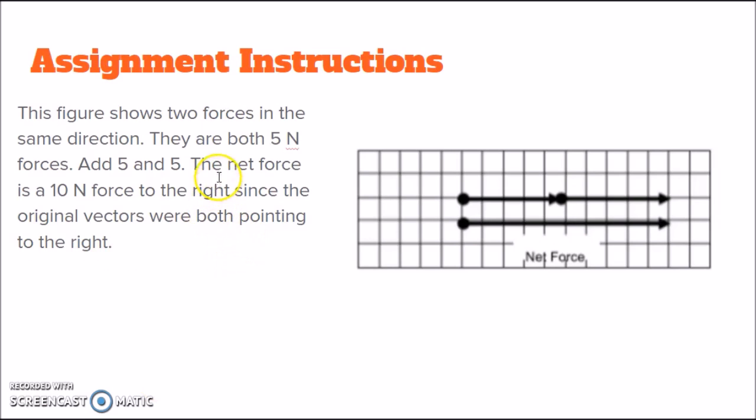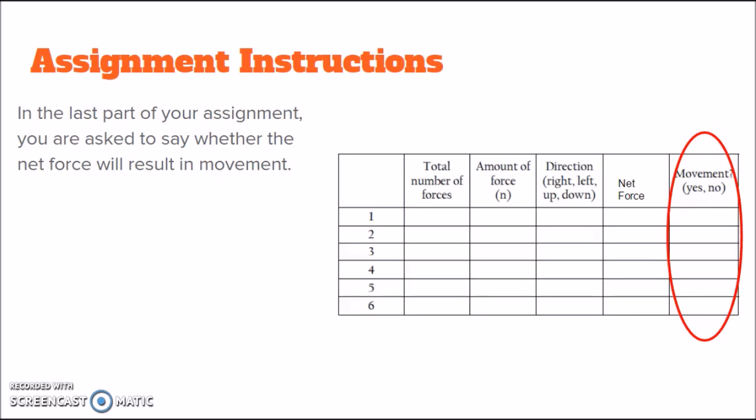Okay, in this example, the figure shows 2 forces in the same direction. They're both 5 newton forces. Okay, so this one is 5, and then this one is 5. And see, they're both going the same direction because you can see the arrows on the vectors. Okay. If they're going the same direction, to find the net force, you have to add them. Okay. So 5 plus 5 is 10. So your net force vector is going to be 10. And since both of these are going to the right, your net force vector has to also go to the right.